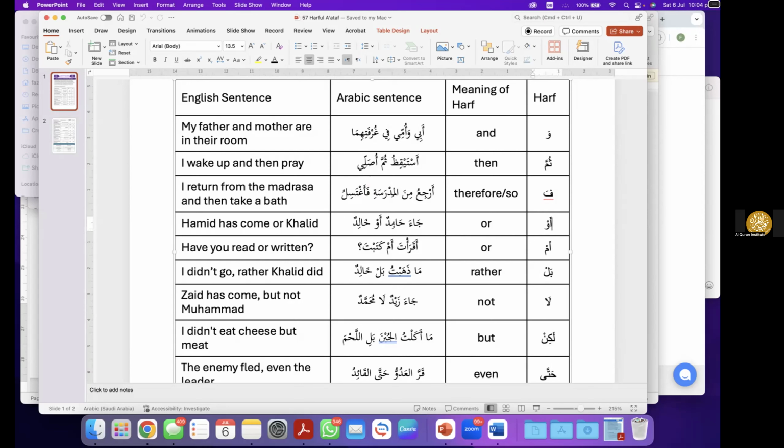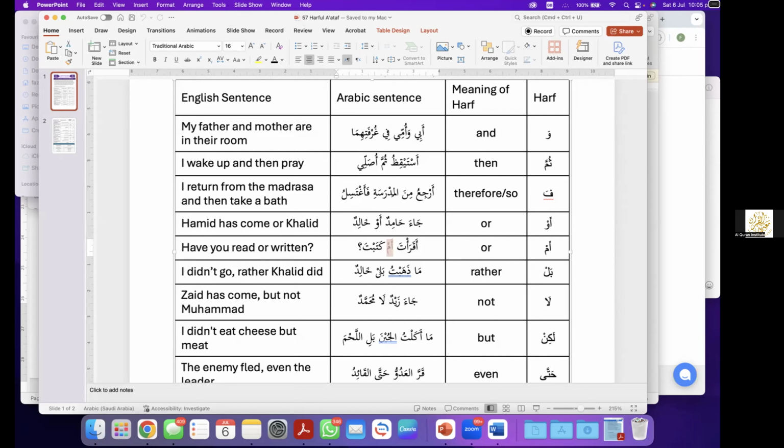Can you see? Ya Hamidun, Hamid came. Aw Khalidu. Hamid has come or Khalid. This is just connecting. Qarata, this is harful istifham. Qarata, have you read? Or katabta, or you have written. Have you read or written? So this is harful atf.